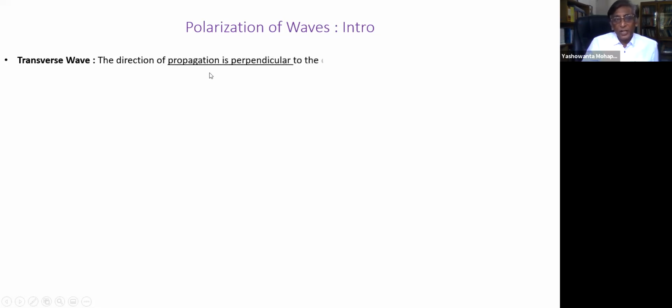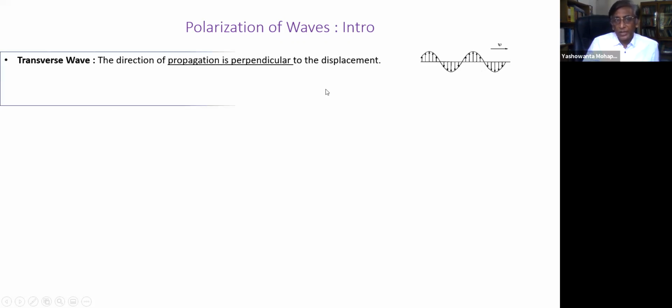Now, polarization. Let me give a quick introduction to polarization of waves. That could be transverse waves, we know, and I have already said that in the first slide itself. The direction of propagation is perpendicular to the displacement. The oscillations occur perpendicular to the direction in which the wave is traveling. That is called a transverse wave.